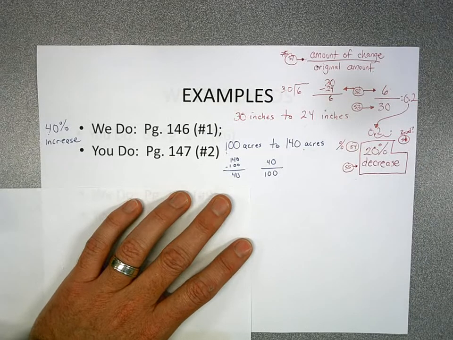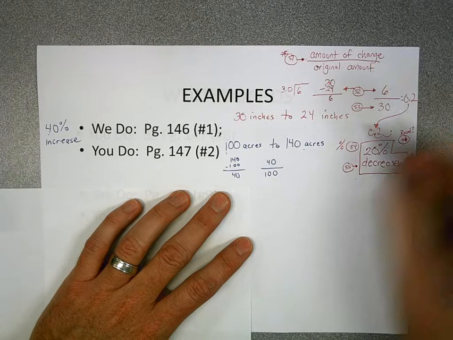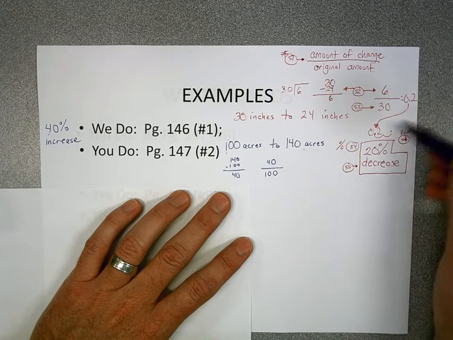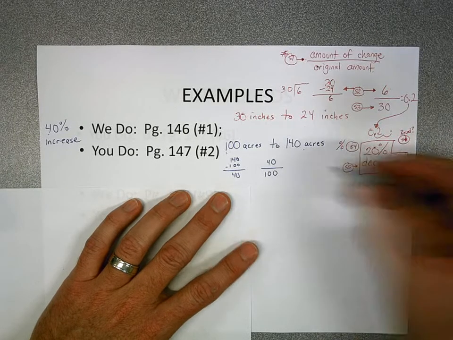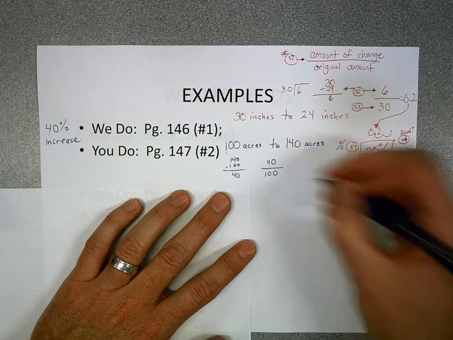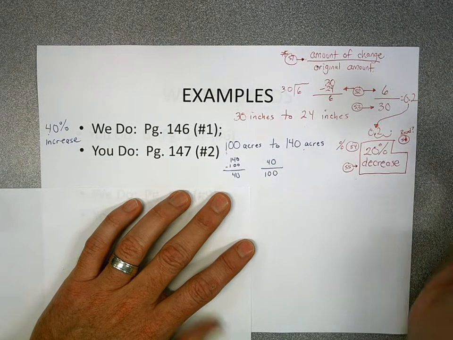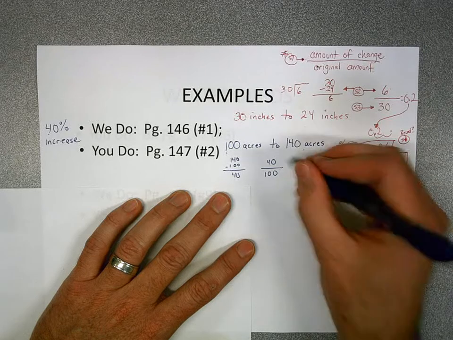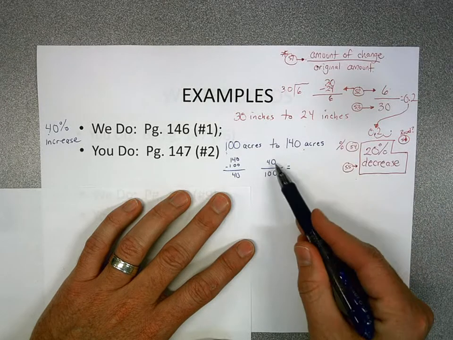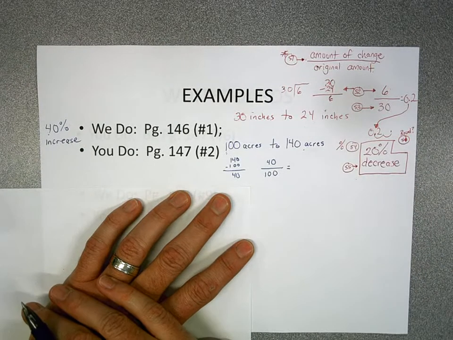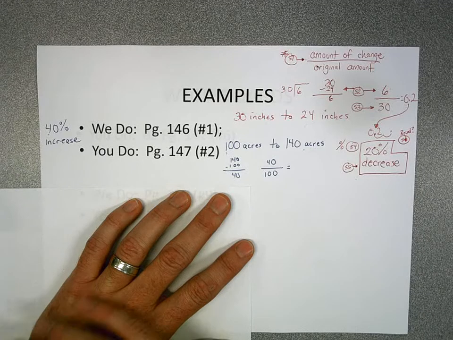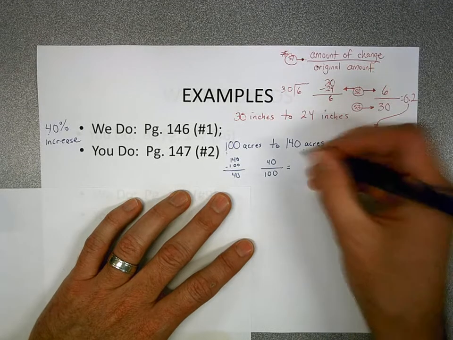Now here's the neat thing, right? The next part is changing it to a percent. Now, I could use my calculator, make it into a decimal, and it should have come out to 0.4, okay, and then move that decimal over twice. But some of you guys may have realized it's already over 100. It's already set for us. You're not going to get too many like this, but it's already set. 40 over 100 is 40%.